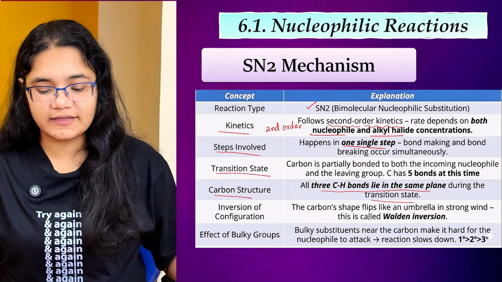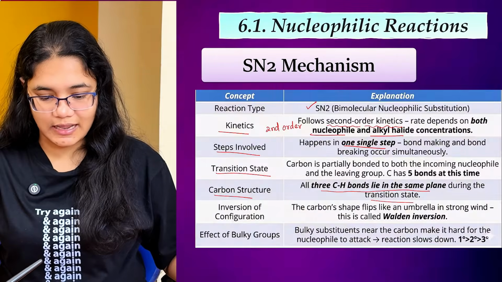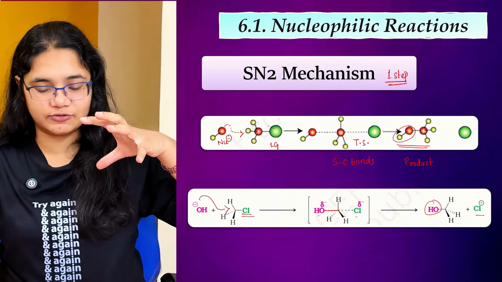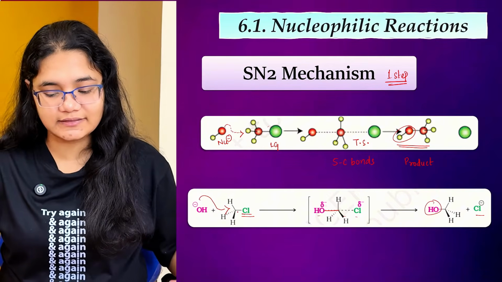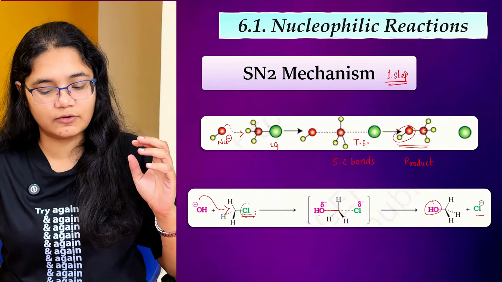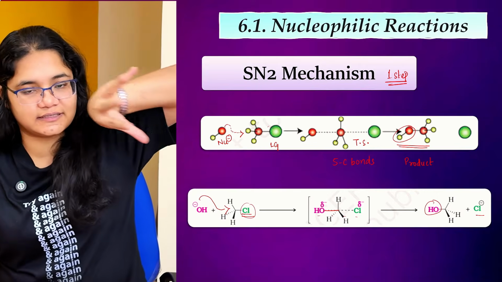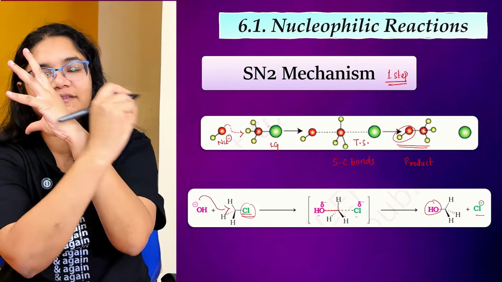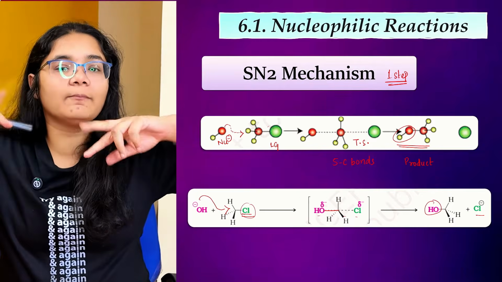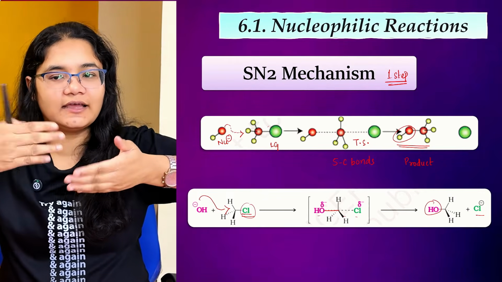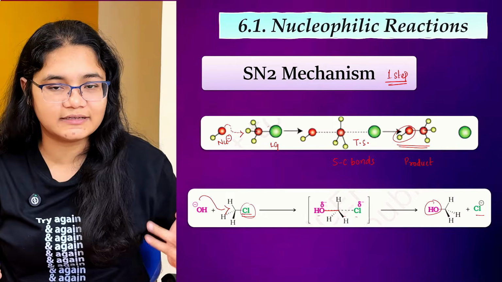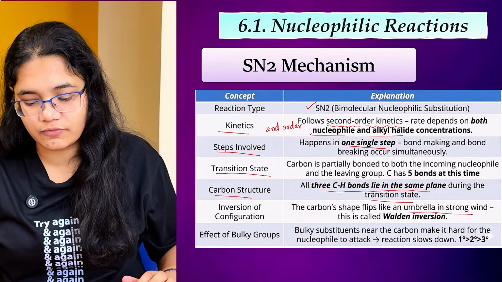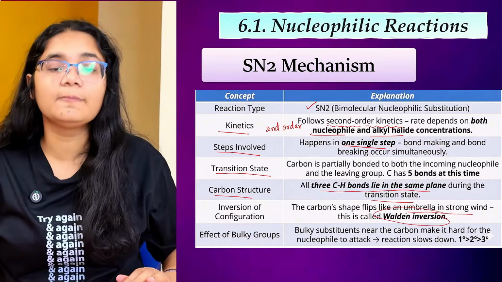Next, you can see that when the reagent attacks, the product formed is completely inverted. At the starting, chlorine was on this side, and at the end you will see this has become like this and on this side it is the OH. It is like an umbrella turned upside down, like an umbrella in a strong wind. This is also called Walden inversion.